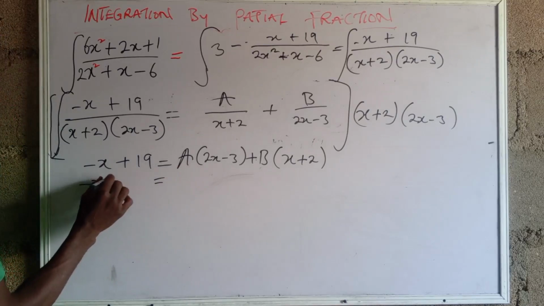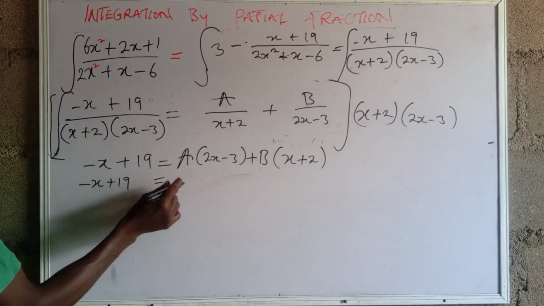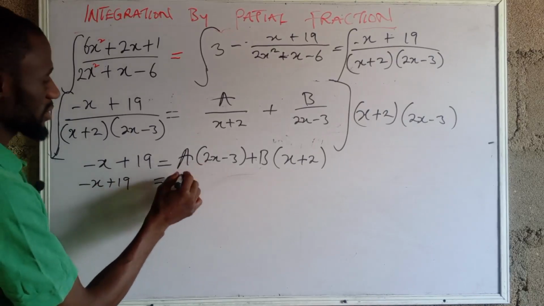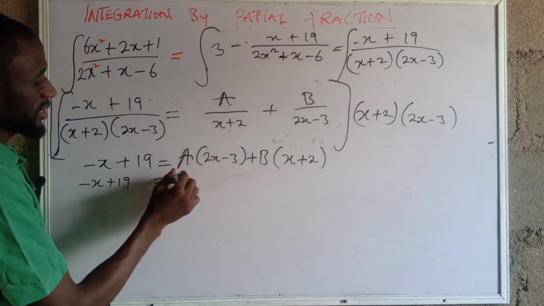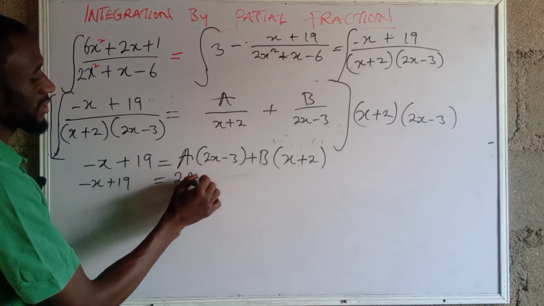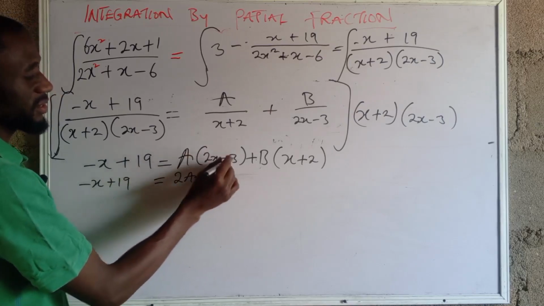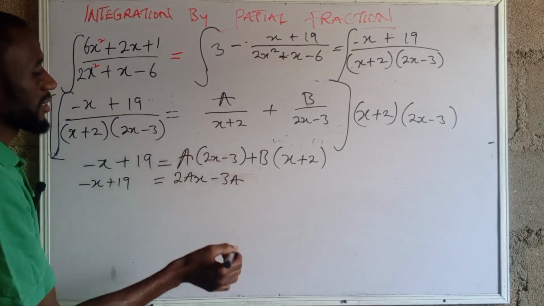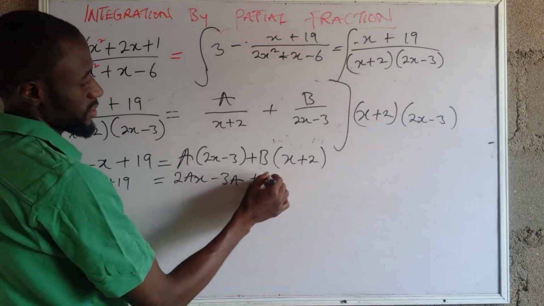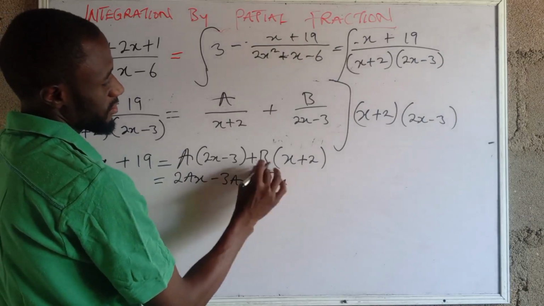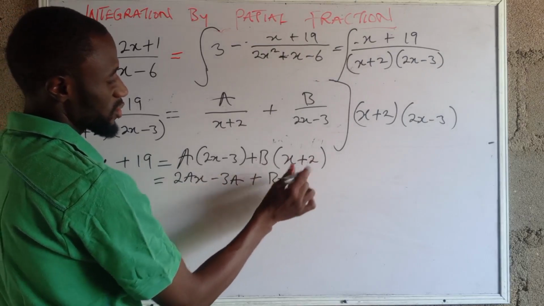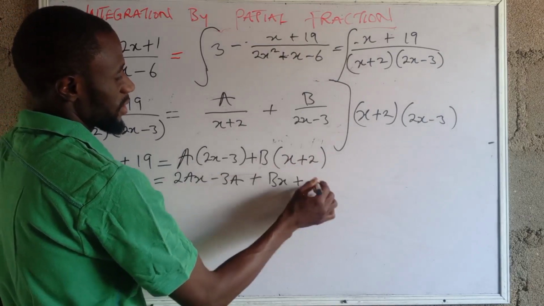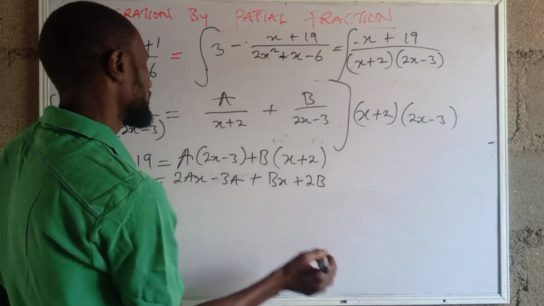Here we have minus x plus 19 is equal to a times 2x, 2a x. Here we have 2ax minus a times minus 3, so we have minus 3a, plus bx, b times x, b times 2, so we have plus 2b.